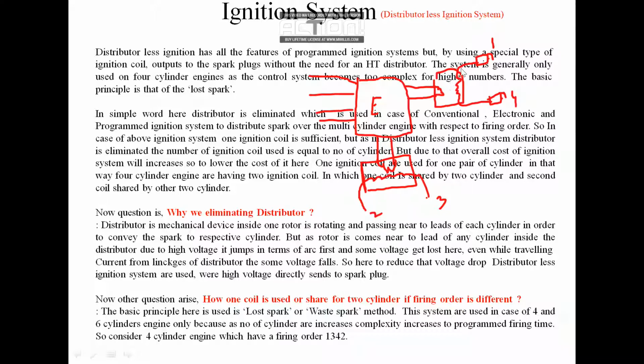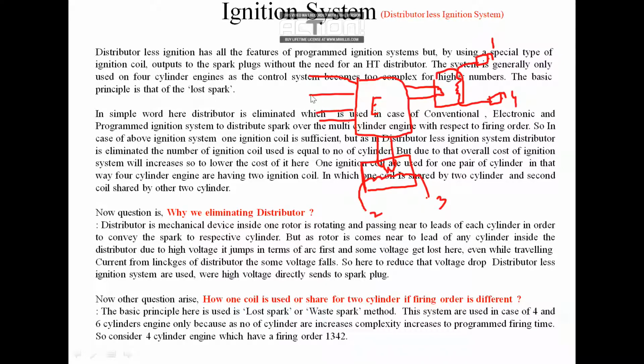So one ignition coil we are using for two cylinders. Here one ignition coil we are using for two cylinders. So two ignition coils we are eliminating here. We are just saving cost by employing the method of waste spark. So this is what is done in the waste spark type distributorless ignition system.